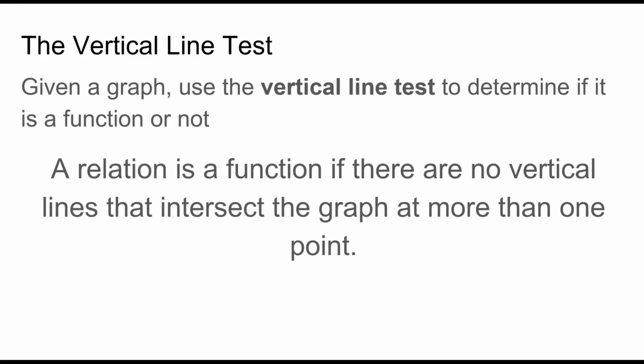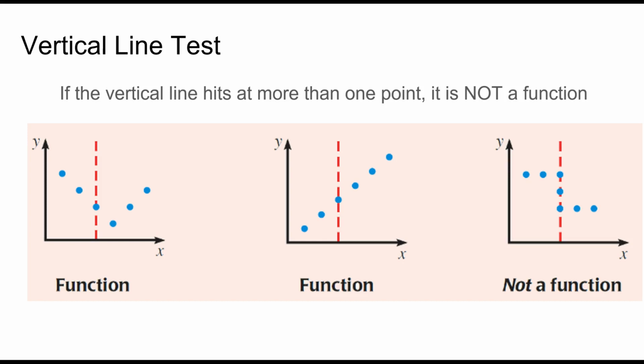Given a graph, we use a vertical line, or several vertical lines, to determine if it is a function or not. A relation is a function if there are no vertical lines that intersect the graph at more than one point. We're still kind of thinking of frogs and lily pads. We don't want to hit in more than one point, or we don't want to be in more than one place at a time. So here's an example.